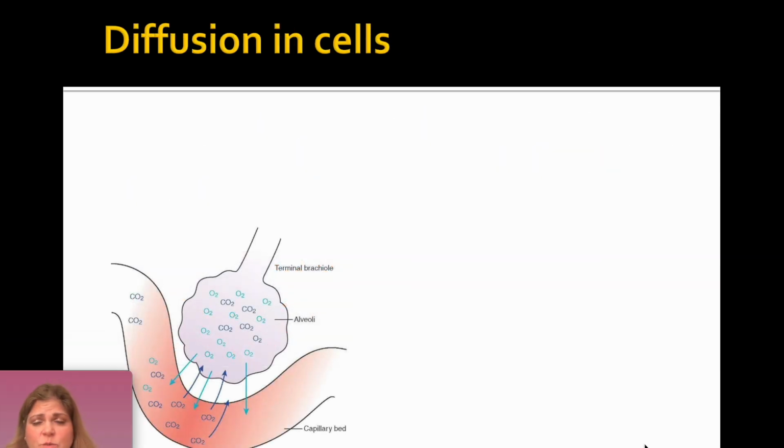Now that you know how diffusion works, let's talk about how it applies to cell transport. So remember that some things can get in and out of the cell as if there was no membrane at all. And so things that can do that move through basic diffusion, simple diffusion, nothing special, what we've just described, going from high to low concentration.